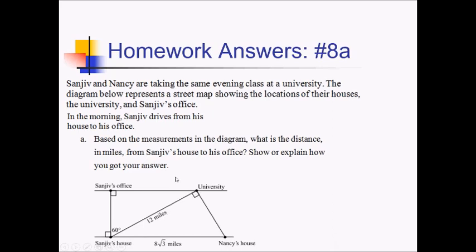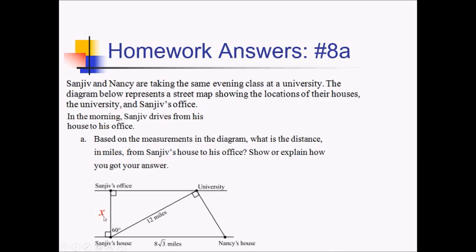All right, so based on the measurements in this diagram, and the only measurement they gave us was it's 12 miles from Sanjeev's house to the university and 8 radical 3 miles from Sanjeev's house to Nancy's house. Based off of all this, we want to know the distance between Sanjeev's house and his office. So I'm going to put a little x here to represent the value that we're looking for.